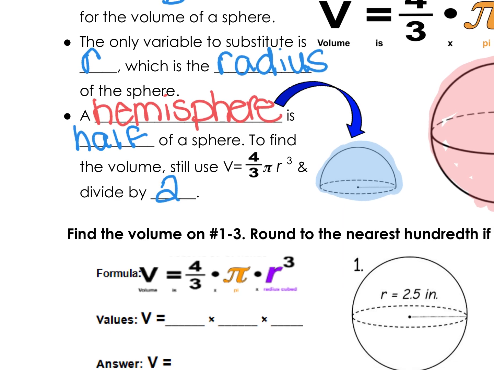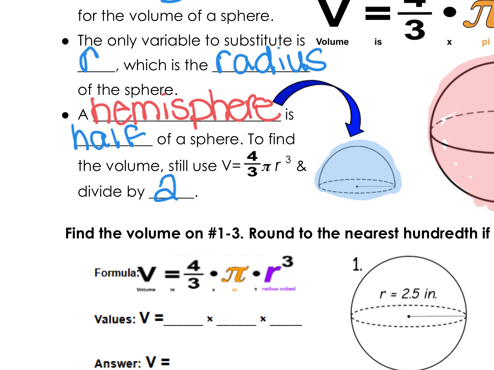So to find the volume, we're still going to use the volume formula, volume equals 4/3 pi r cubed. The only difference now is because we are talking about a half when we are looking at a hemisphere, we're just going to divide the entire answer by 2. That is the only difference. So let's look at some examples and let's walk through how we find volume of a sphere.